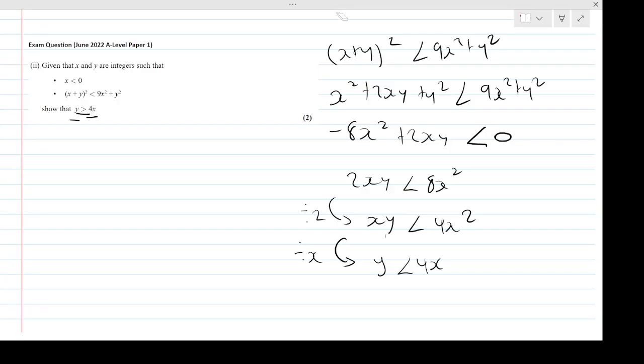Why is that? Remember, when we divide an inequality by a number, we need to be careful about the sign of the number. If it's negative, then we need to flip the sign. Well, actually, look at this. x is less than 0. That is negative. So we're dividing by x, which is a negative number, so we actually need to reverse the inequality. Instead of less than 4x, it'd be greater than 4x. And there we are. You probably have to write a little comment here saying as x is negative, which essentially means that we have to flip the direction of the inequality. But there we are then.